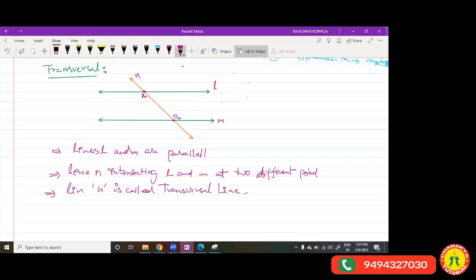Understood? If any one line intersects two different lines at two different points, then the line is called a transversal line. Okay.